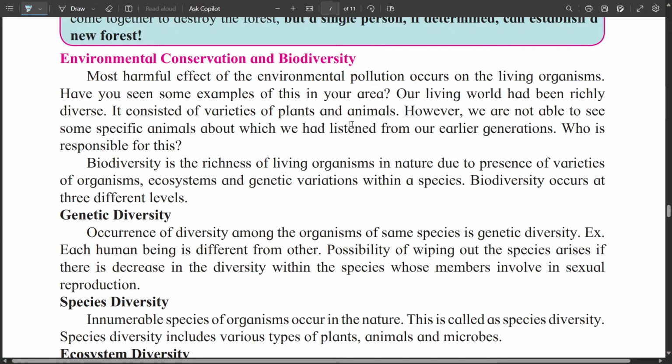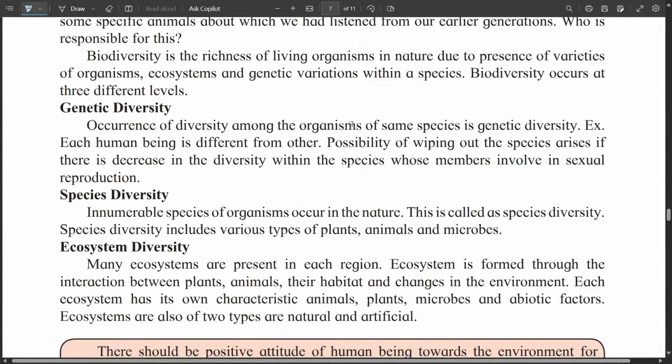Biodiversity is the richness of living organisms in nature due to the presence of varieties of organisms, ecosystems and genetic variation within a species. Biodiversity occurs at three different levels. One is genetic diversity. Occurrence of diversity among the organisms of the same species is genetic diversity. For example, each human being is different from the other. So the possibility of wiping out of a species arises if there is a decrease in diversity within the species whose members are involved in sexual reproduction.